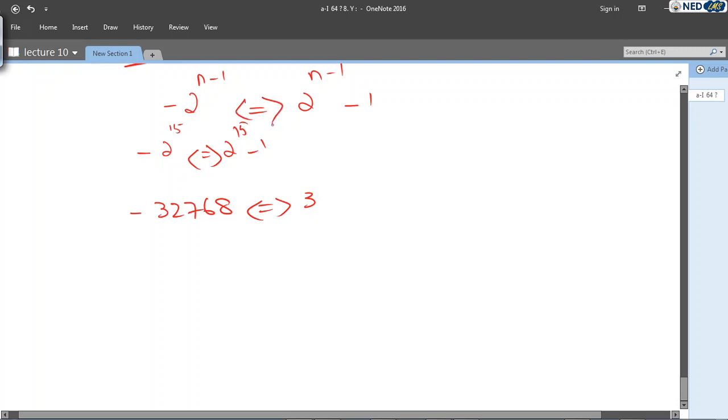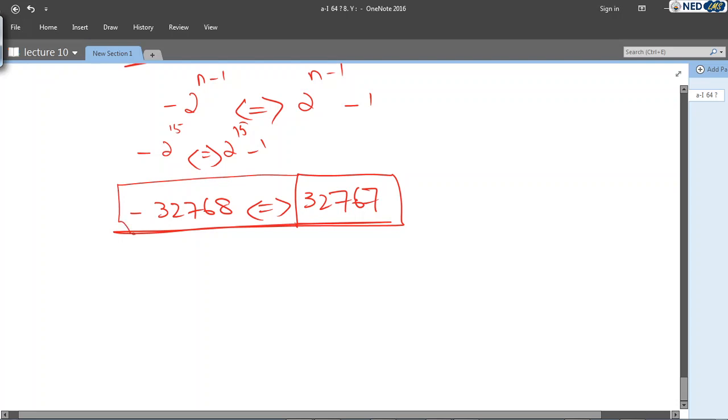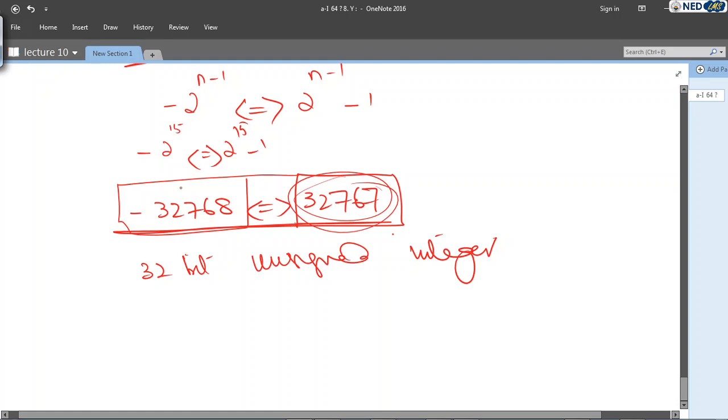Sorry, should have drawn the ranges. 32767 is the maximum possible positive number if you had a 16-bit integer, and that's the minimum possible negative number if you had a 16-bit integer. And then the last example, let's say we have a 32-bit unsigned integer. I think you can see the pattern here: the maximum positive number is actually one less than the minimum possible negative number, magnitude-wise.